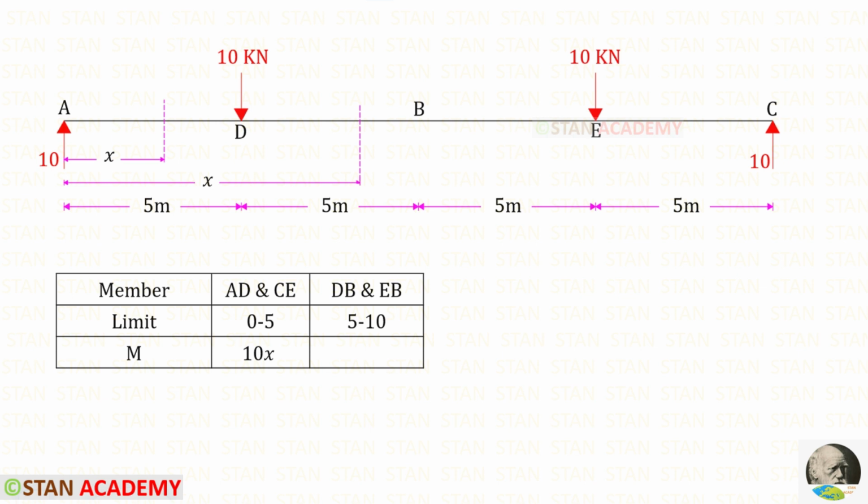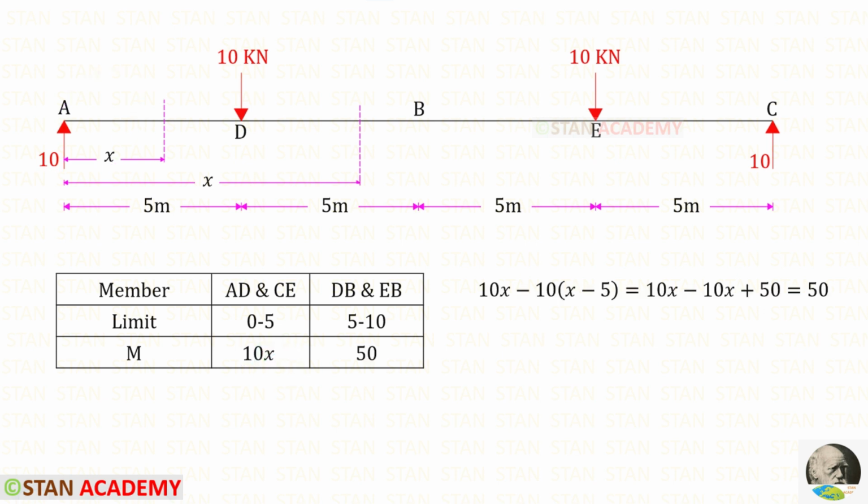First, let us take the section in AD. Up to the section, we have only the vertical reaction RA. It is acting in the clockwise direction so it will be positive and the distance is x. 10 into x, it will be 10x.